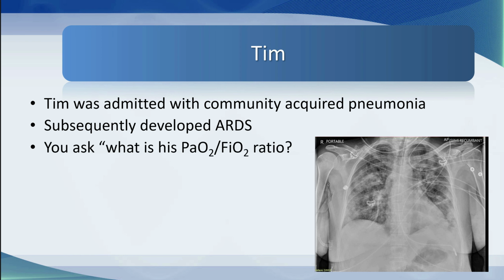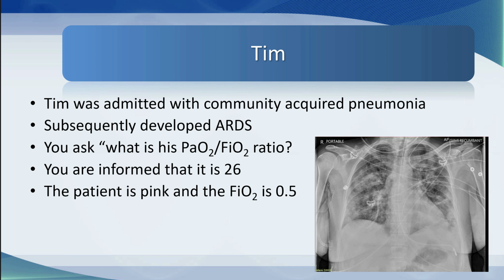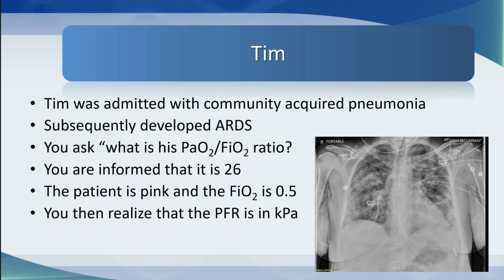And we do this by looking at the PaO2 FiO2 ratio. That is the oxygenation of arterial blood divided by the FiO2, that's in 0.1, 0.2, 0.3, etc. And you're informed that it is 26. And you think, wow, that's unbelievably low. But the patient is pink and the FiO2 is 0.5. And then you realize that the PF ratio is in kilopascals. So 26, is that good, bad, or in between?